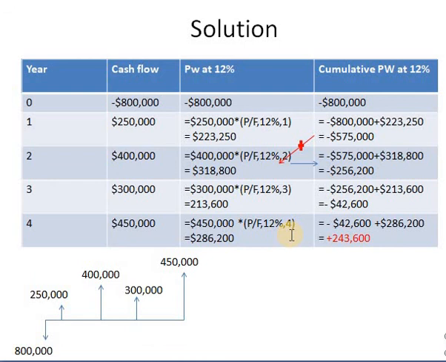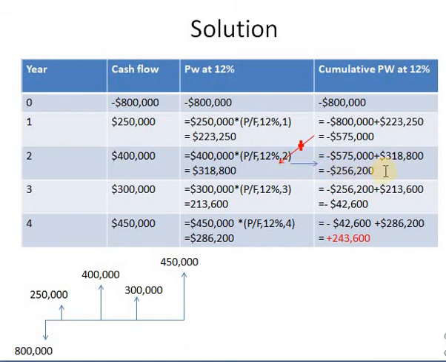Now I can do the summation, and I do the cumulative value of all these payments. So at column 4, I will start with the $800,000, and I will say minus $800,000 plus the $223,250 that I got from the present worth at year 1. I will get the value. The value is still negative, minus $575,000. Then I will add with the next number, which is $318,800. The final answer is still negative.